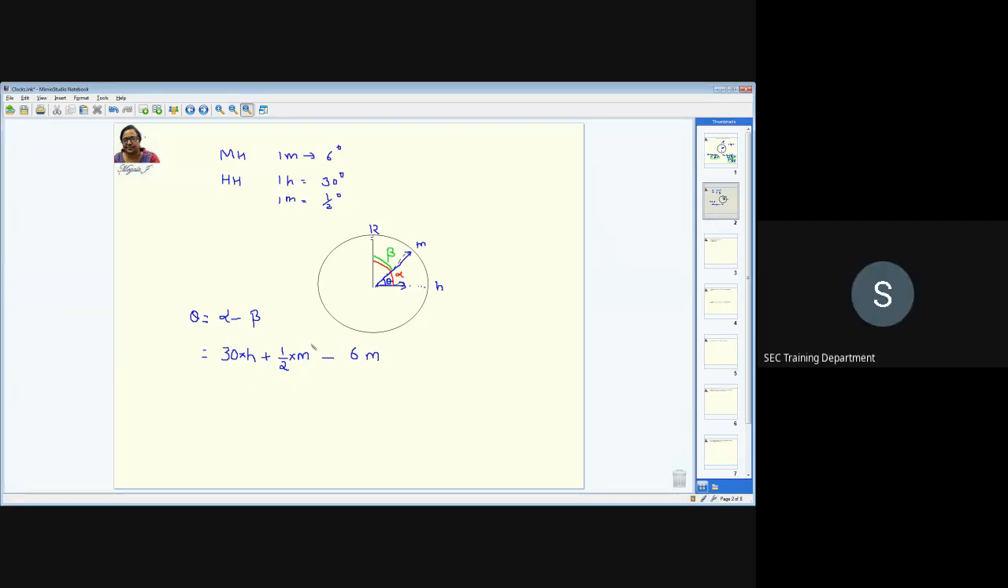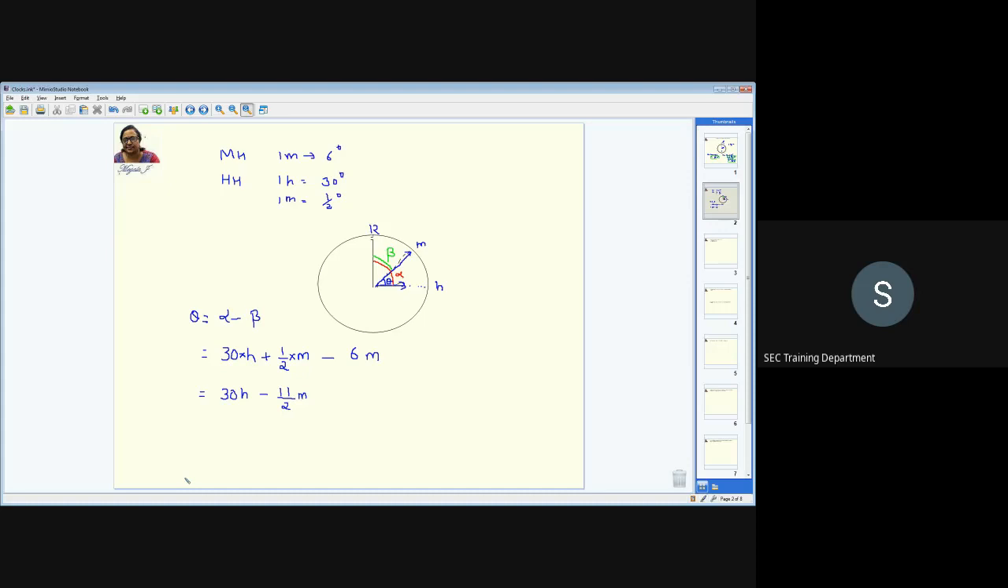This is hour hand movement minus minute hand movement. So what is this going to be? This 30h will come as such, it's not going to change. But here it is going to be 0.5 minus 6, which is 5.5. Or you can just consider 1 by 2 minus 6, which is 1 minus 12 over 2, which is 11 by 2 m. And this is negative. Therefore, the negative sign will come here.